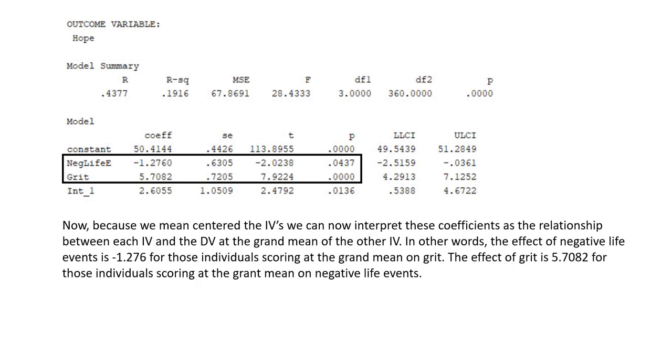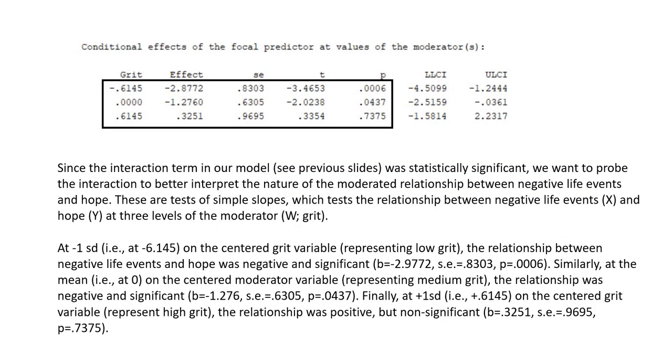Given that, because we mean center the IVs, we can now interpret these coefficients as the relationship between each IV and the DV at the grand mean of the other IV. In other words, the effect of negative life events is negative 1.276 for those individuals scoring at the grand mean on grit. The effect of grit is 5.7082 for those individuals scoring at the grand mean on negative life events. Since the interaction term in our model was statistically significant, we want to probe the interaction to better interpret the nature of the moderated relationship between negative life events and hope.